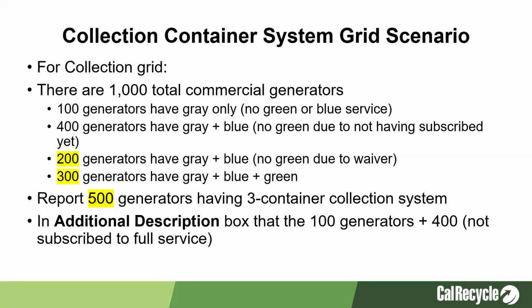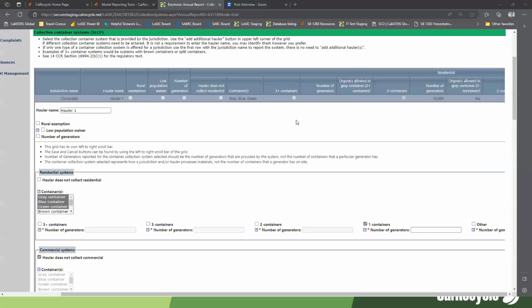So in the additional description box, you can provide that additional detail about the other 500, the 100 generators that have the gray only, and the 400 generators that have gray and blue and no green because they haven't subscribed yet, to capture all the generators. Okay, go back to the report.